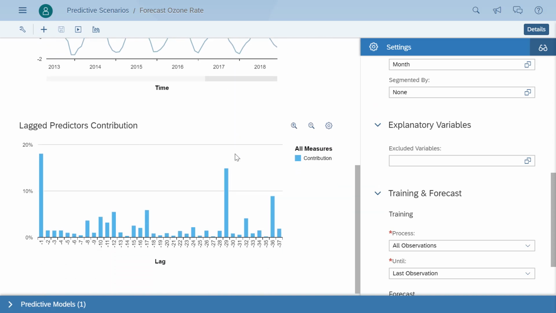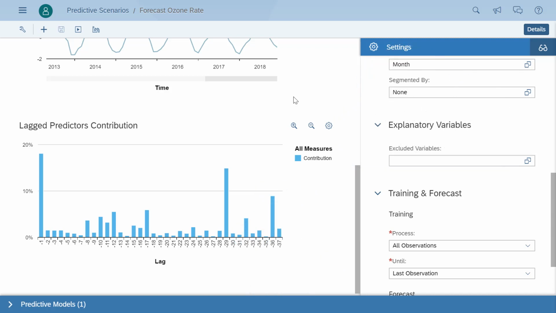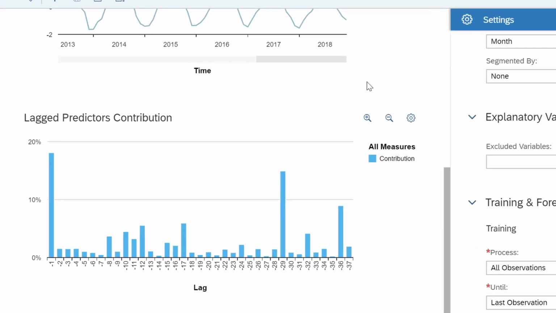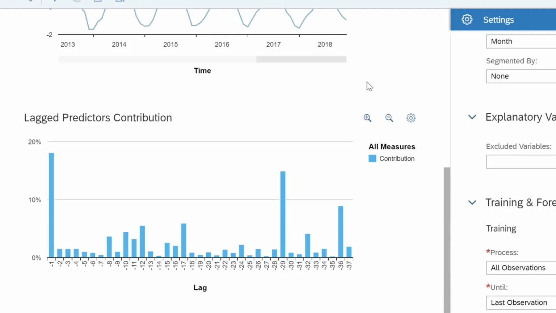The lagged predictor's contribution graph identifies if the ozone rate is influenced by observed values in the recent or distant past. It also gives the most important dates as well. The lags are numbered with negative integers that represent how far back in the past they are from the forecast. Earlier, we saw that Smart Predict found that the previous 37 time series have an impact on the actual values. This is why the graph stops at 37. Using these lags, you can analyze how the previous values influence the actual ones.